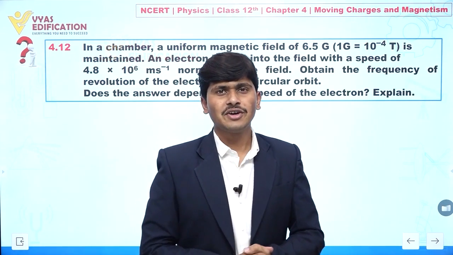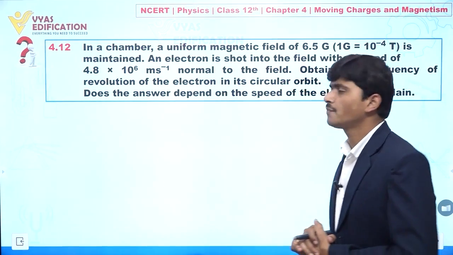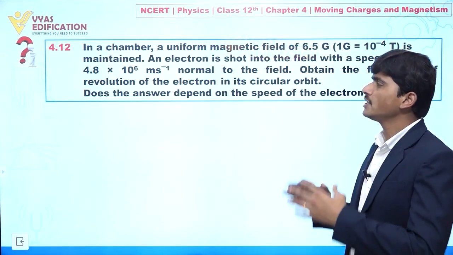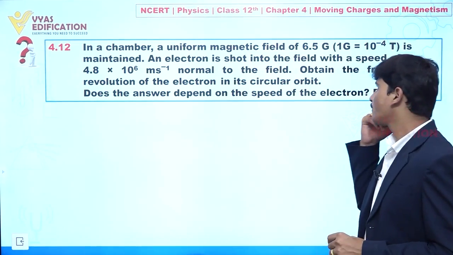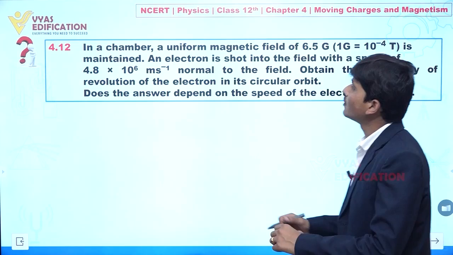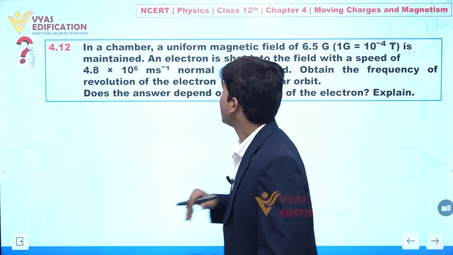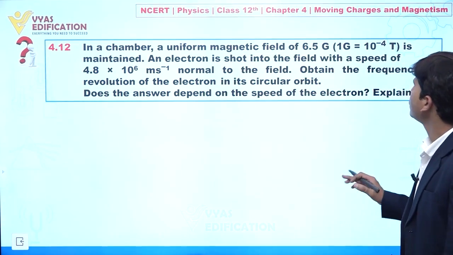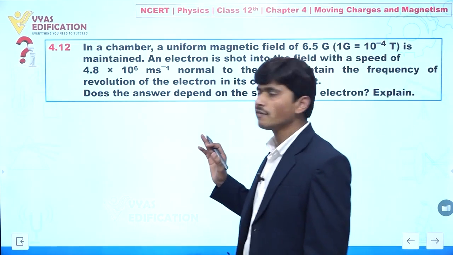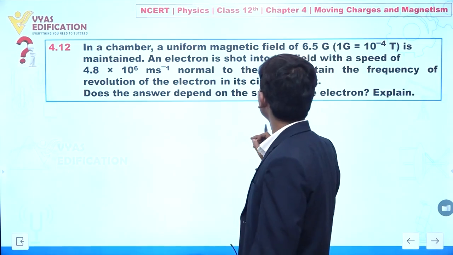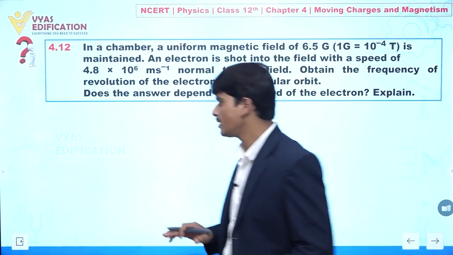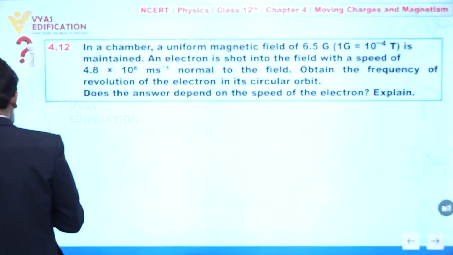Now dear student, we are going to discuss the next question, question number 4.12. In this question it is given that in a chamber a uniform magnetic field of 6.5 Gauss is maintained, and an electron is shot into the field with the speed given here. Obtain the frequency of revolution of the electron in a circular orbit. Now concentrate on the screen.